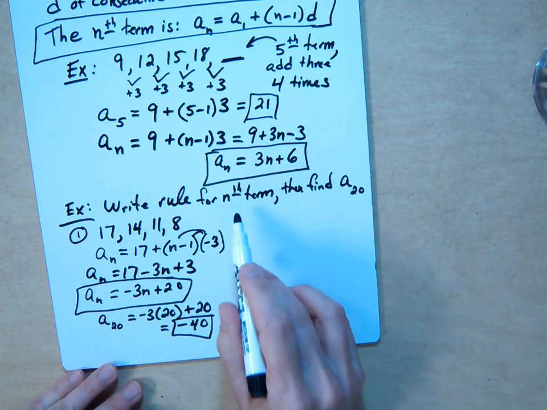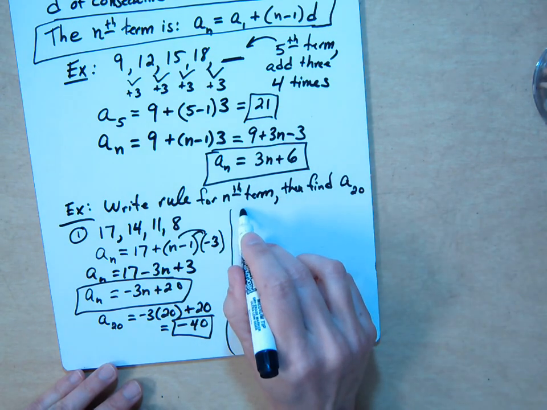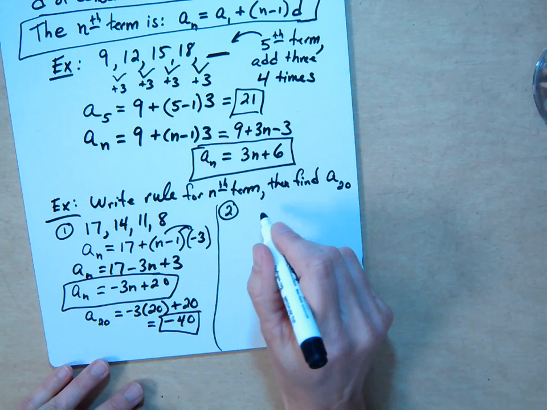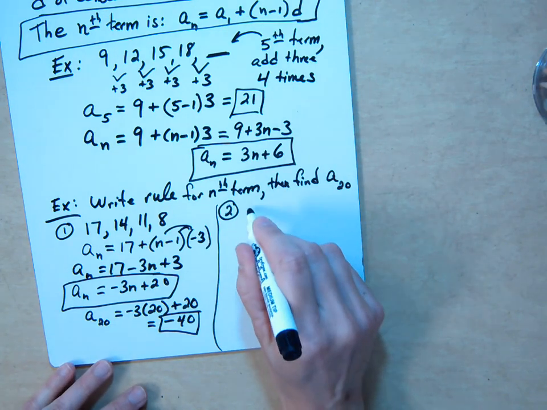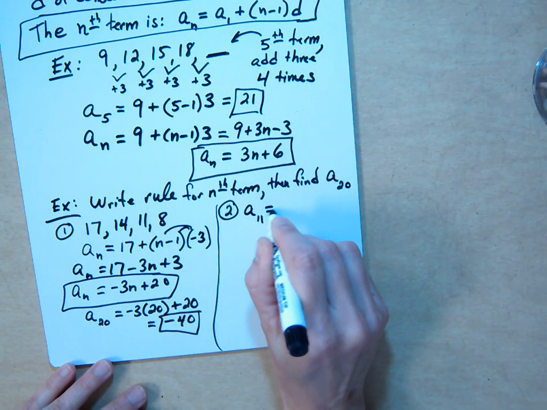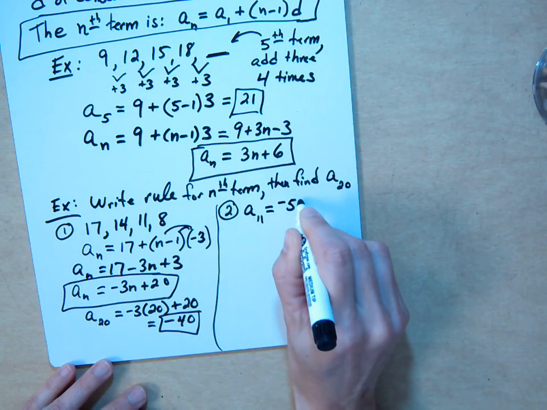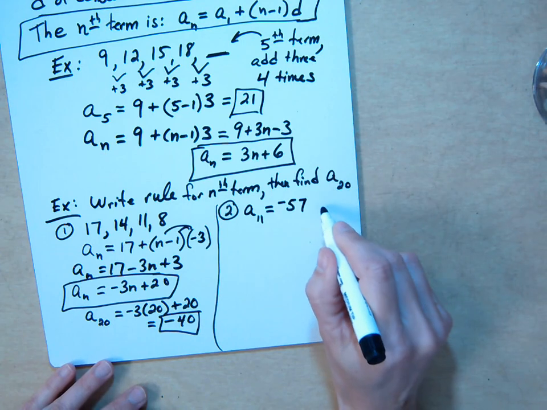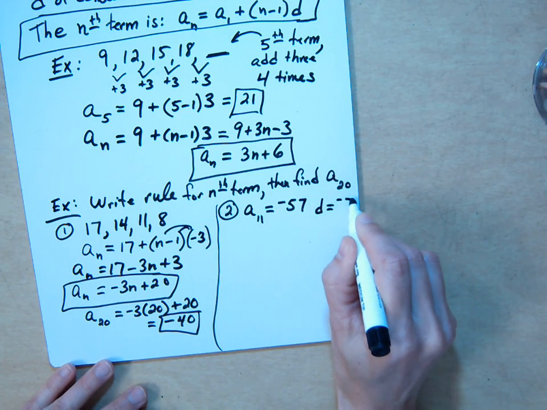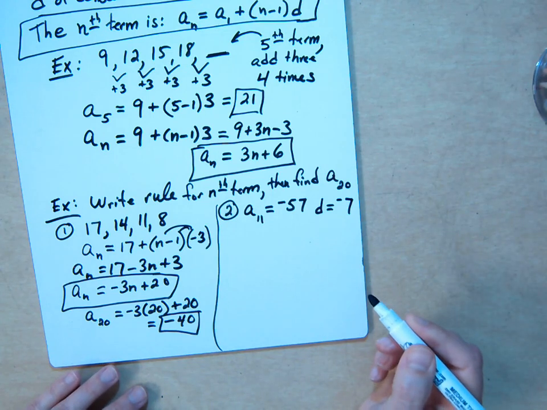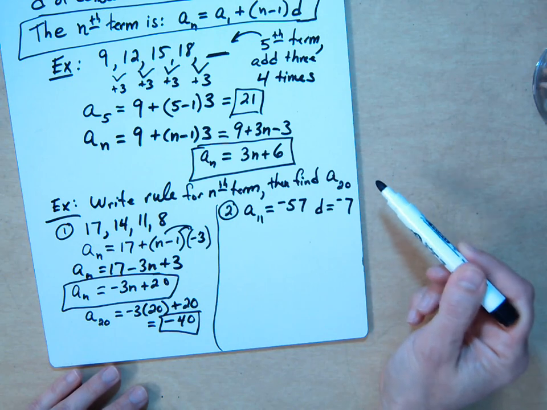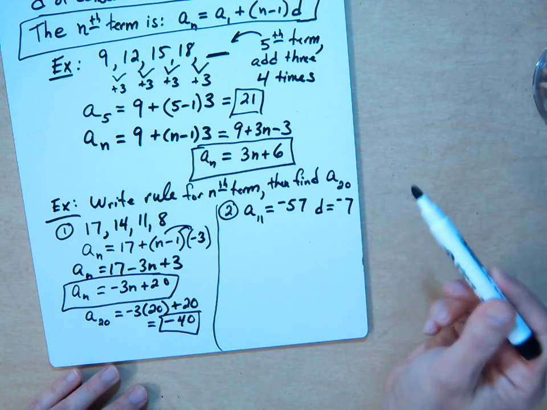So let's do another one. Now, this is different. This time, the part of the puzzle I'm going to give you, I'm going to tell you that the 11th term is negative 57, and that the common difference is negative 7. And the directions are the same, okay? Write a rule for the nth term and find a sub 20.